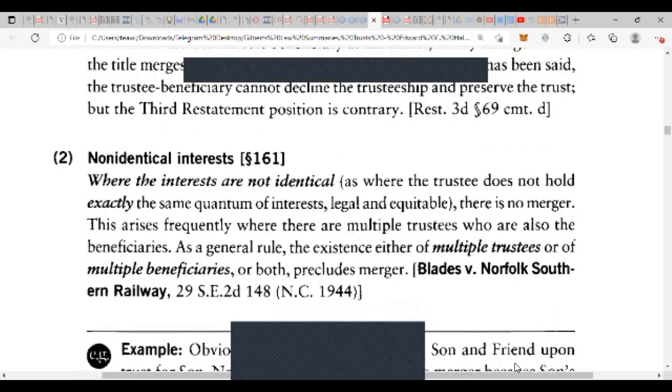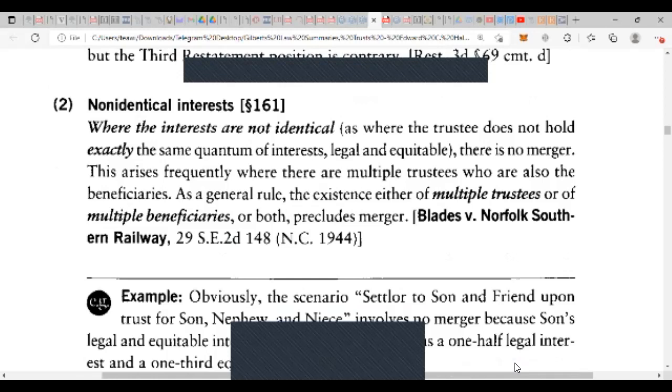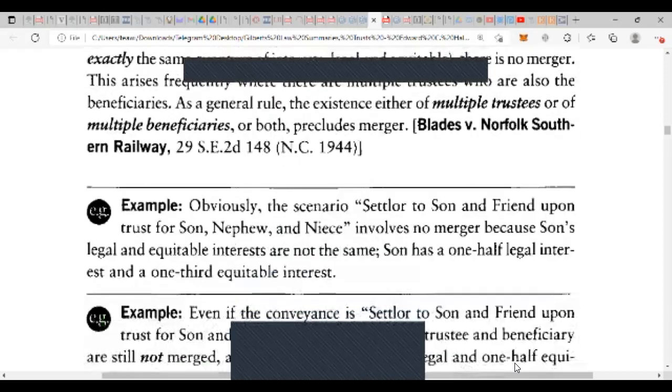Number 2, non-identical interests, Section 161. Where the interests are not identical, as where the trustee does not hold exactly the same quantum of interest, legal and equitable, there is no merger. This arises frequently where there are multiple trustees who are also the beneficiaries. As a general rule, the existence either of multiple trustees or of multiple beneficiaries or both precludes merger. Blades versus Norfolk Southern Railway, 1944.